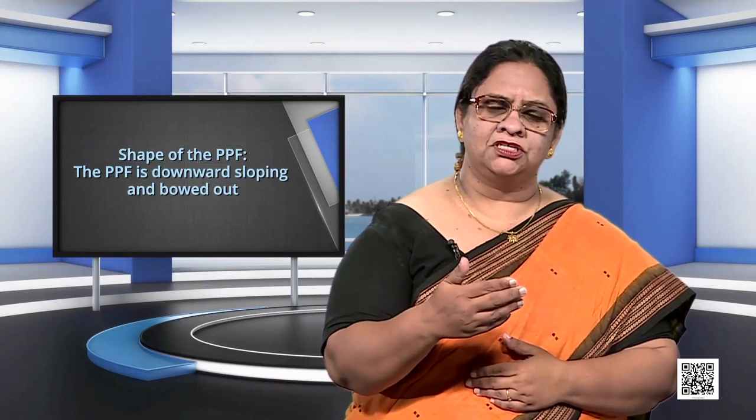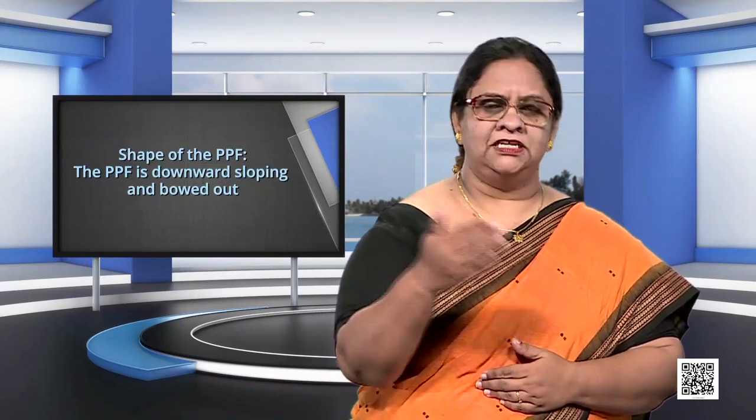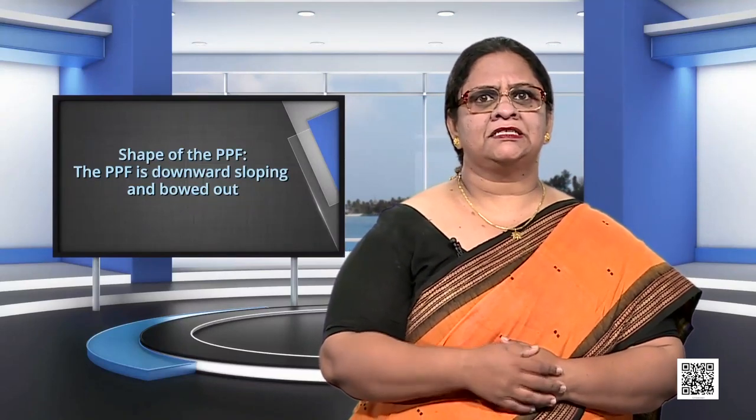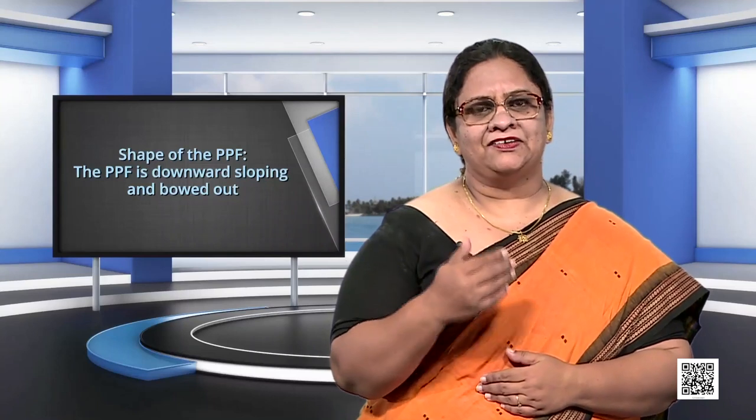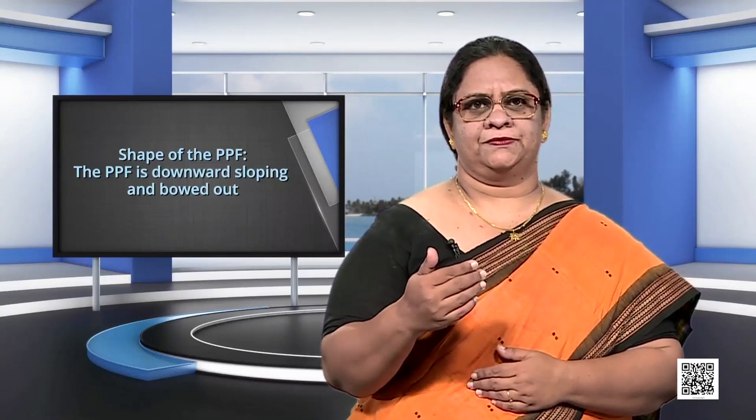In general, therefore, increasing opportunity costs arise because some factors may be better suited to the production of one commodity than the other. The shape of the PPF represents the phenomenon of increasing opportunity cost. We now move on to talk about shifts in the PPF. An outward shift in the PPF shows growth in an economy. It shows that the economy is able to produce more.